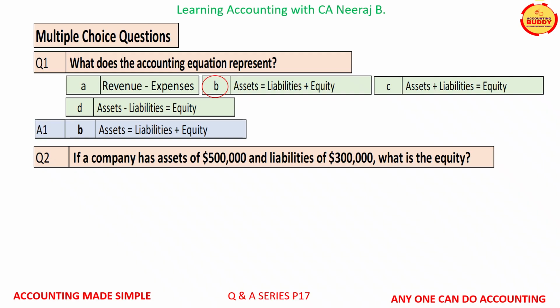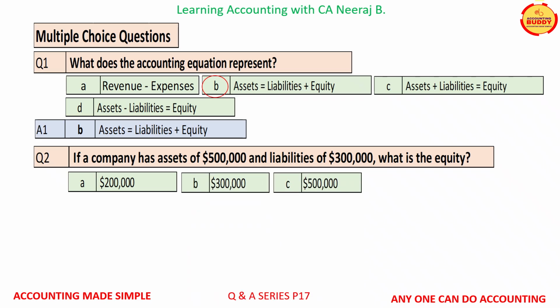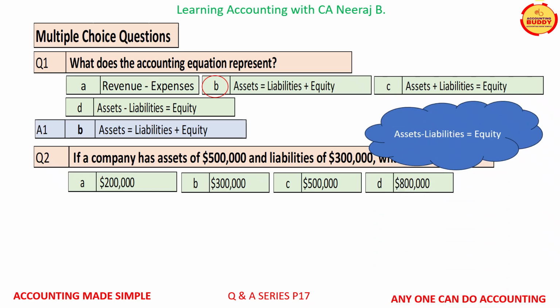Question number 2 on your screens is, if a company has assets of $500,000 and liabilities of $300,000, what is the equity? The options are option A, $200,000. Option B, $300,000, option C, $500,000, and option D, $800,000. We know that the equity is equal to assets minus liabilities. So therefore, the answer is A, $200,000.